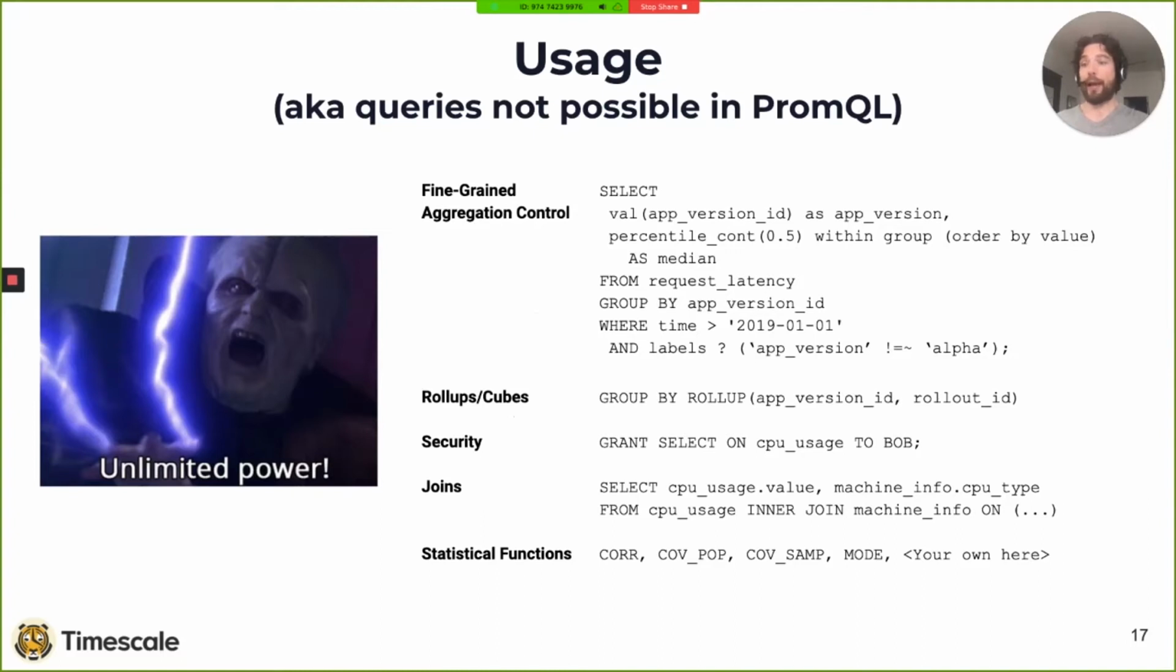You could take aggregates over both time and series simultaneously. You could calculate rollups and cubes, set permissions on particular metrics, perform joins with auxiliary data, and use more advanced statistical functions, even writing your own.